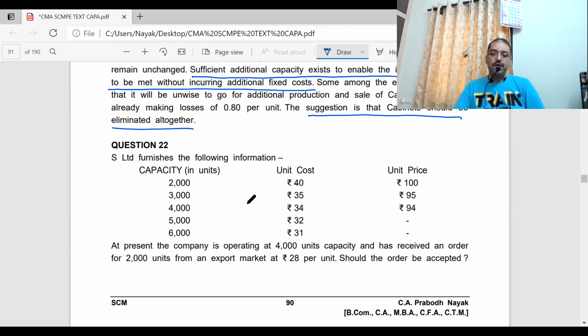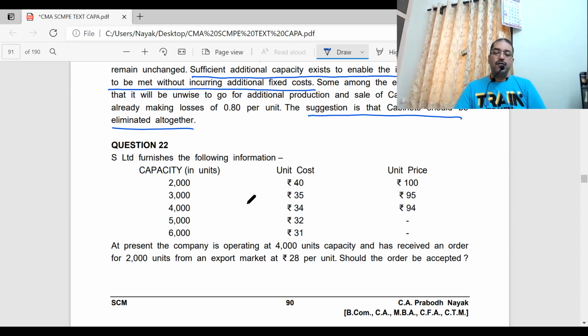At 2,000, you are selling at 100 rupees. As you increase to 3,000, you are reducing the selling price to 95 rupees. Or alternatively, when you reduce the selling price from 100 to 95, you are able to sell more. And when you are reducing it further to 94 rupees, then you are able to sell 4,000 units. At present, company is operating at 4,000 units capacity. That means we are selling at 94 rupees and the unit cost is 34.